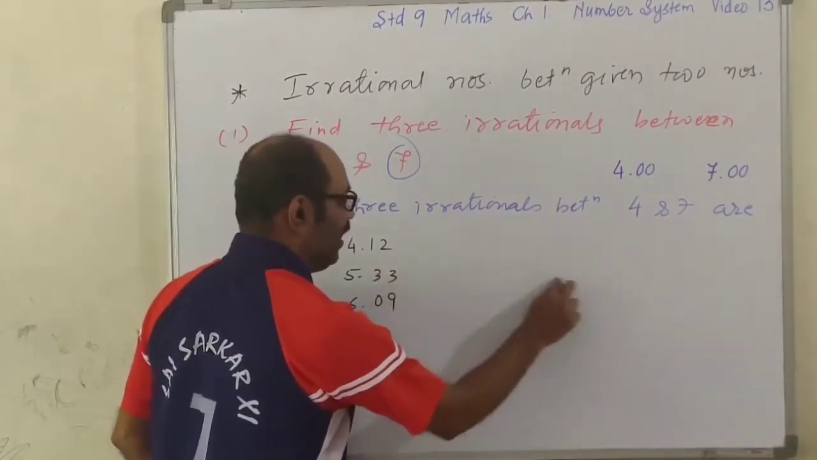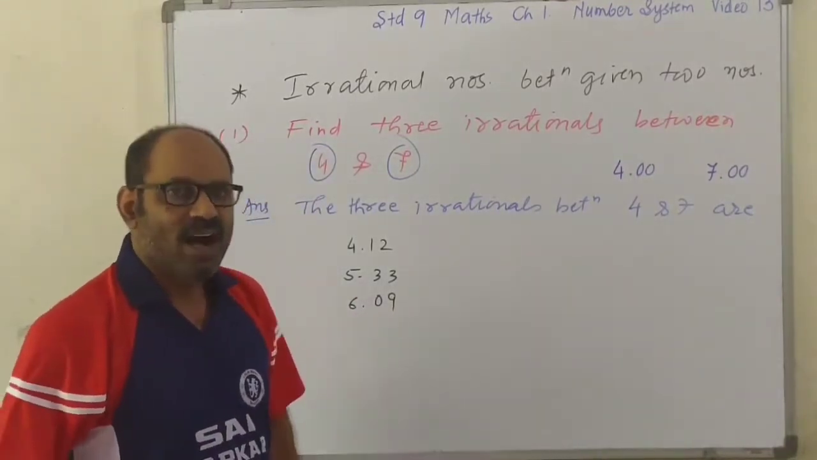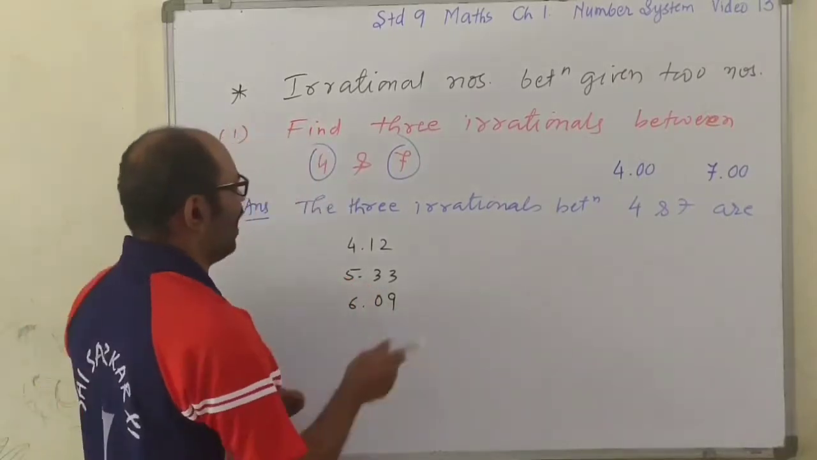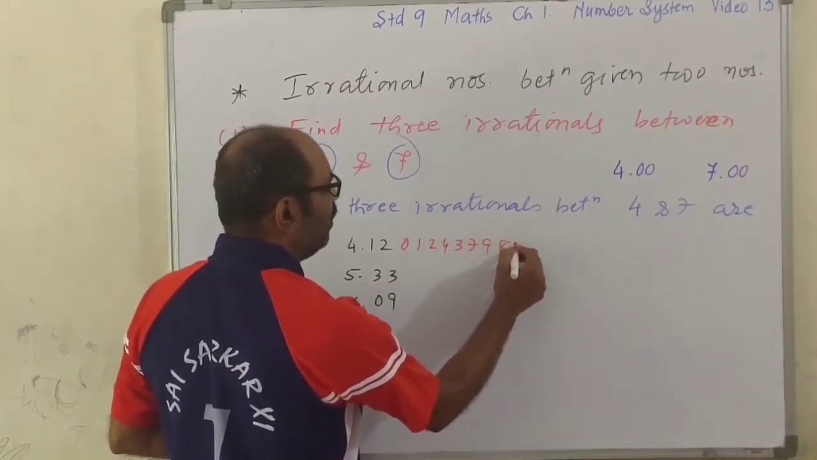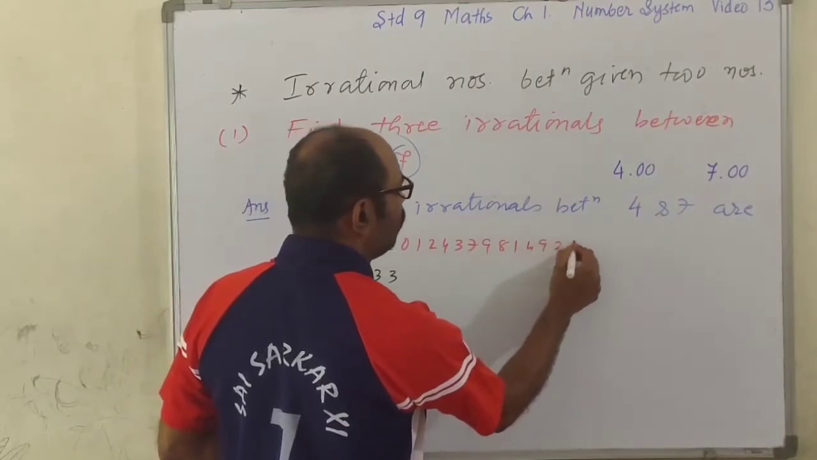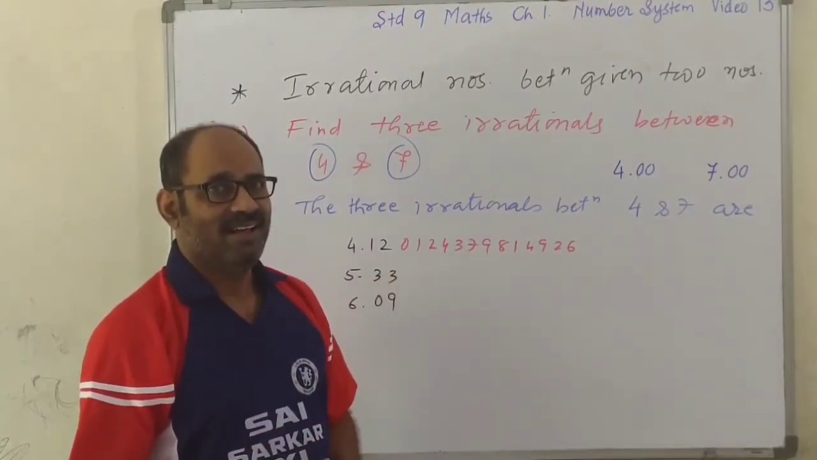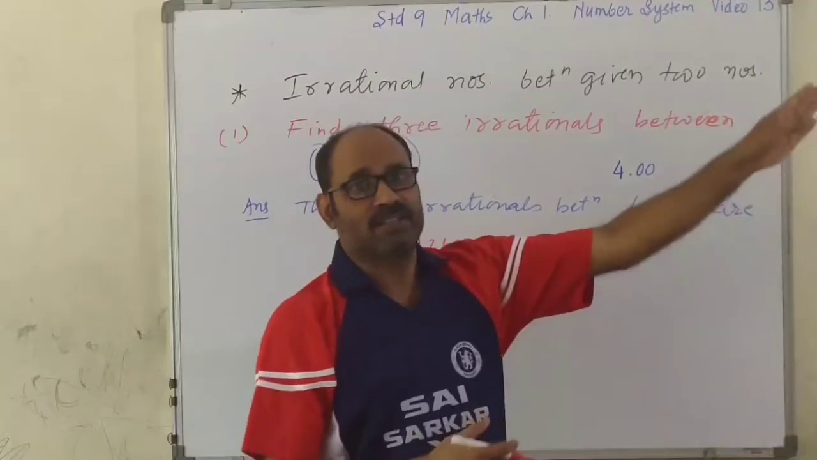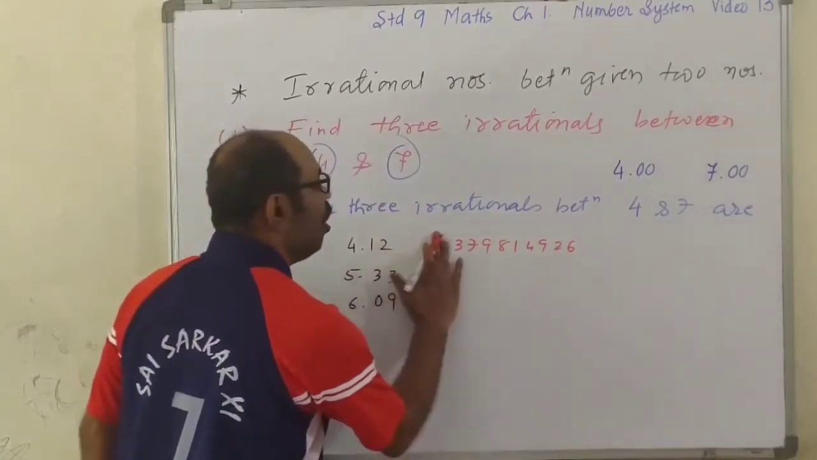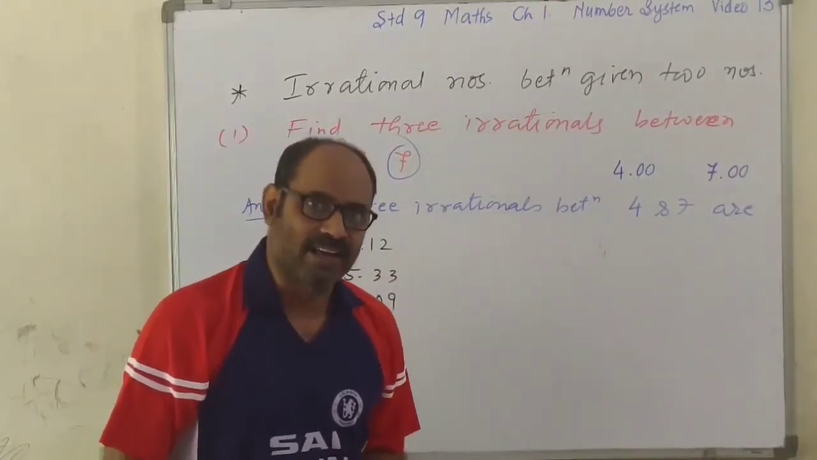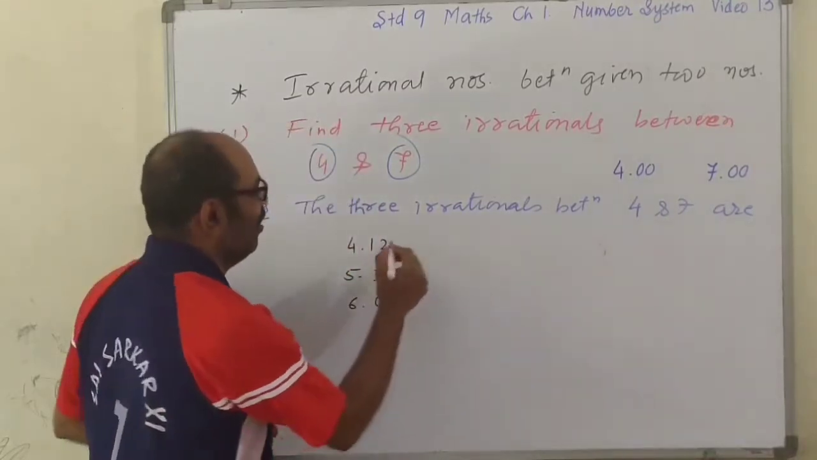Yeah, non-terminating but non-recurring. How will you represent non-terminating? Suppose I write anything I like: 1, 2, 4, 3, 7, 9, 8, 3, 1, 4, 9, 2, 6. How will we know that this is non-recurring? After hundreds of decimal places, suppose something reoccurs there, you won't know. So to show that it is non-recurring, we have a very simple trick, and it will be very easy for you. See what I do.